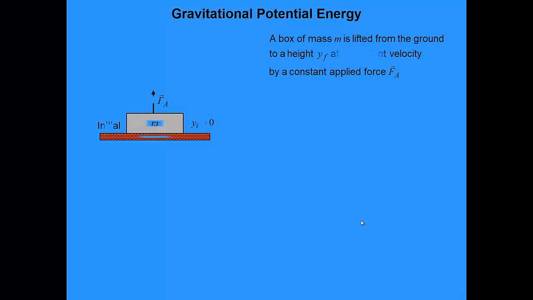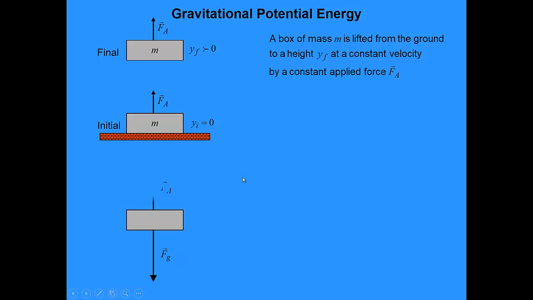We also looked at gravitational potential energy. In this case, we have a box of mass m, which is being lifted from the ground to some height we can call y_f, or y, right, at a constant velocity, just to keep kinetic energy out of the picture here, by some constant applied force F sub a. So as we did in class, we can create a little force diagram here where the applied force is balanced by the force of gravity because it's not accelerating.